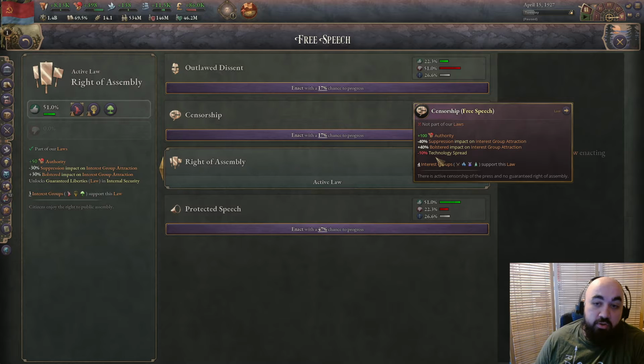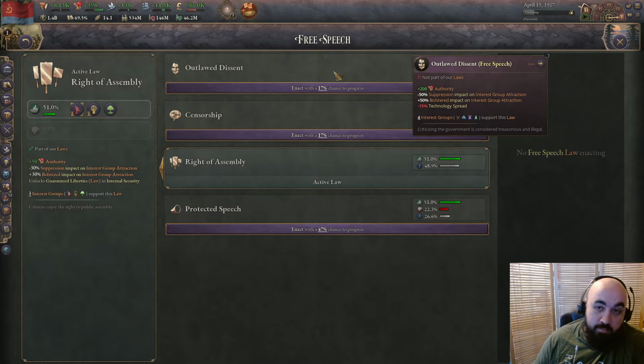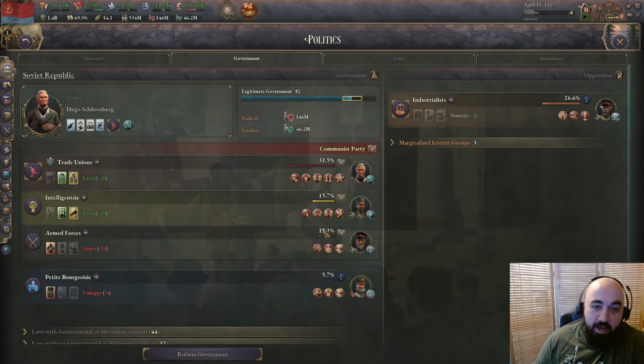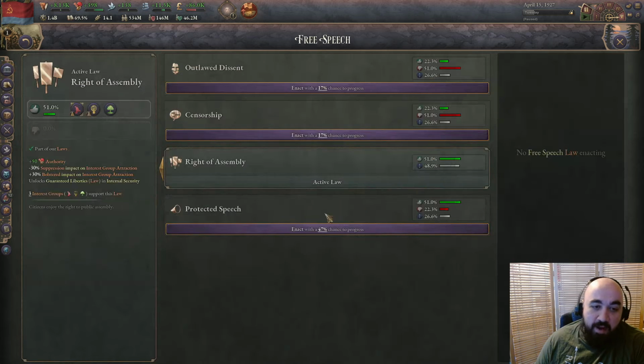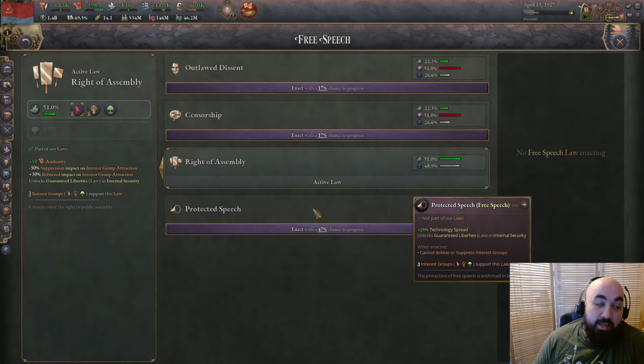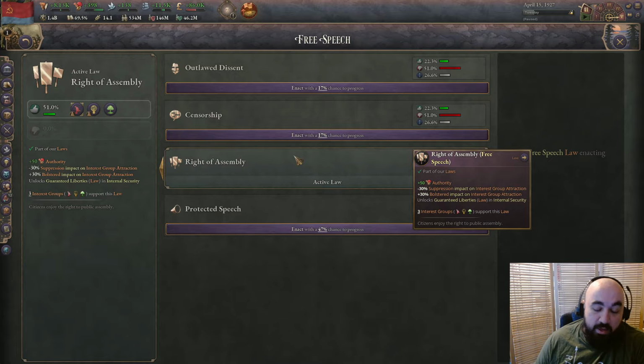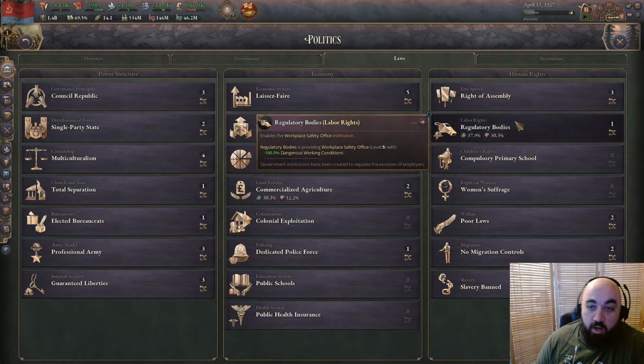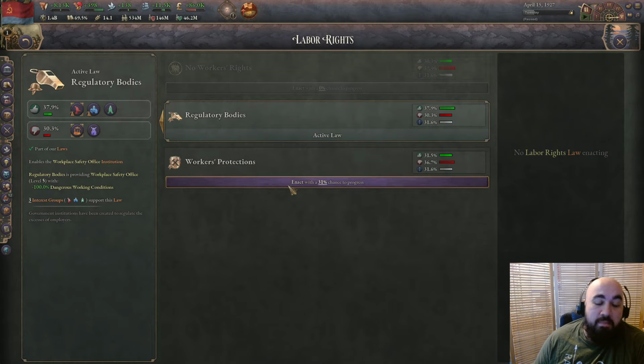If you're doing a lot of bolstering and suppressing, though, outlawed dissent becomes really strong. So if you're trying to juggle exact IG, keeping everyone at 20% in order to get double bonuses, this can be strong. And finally, if you go to protected speech, and this is the reason I don't like protected speech, you lose your ability to bolster and suppress, and I believe you also can't exile dissidents. And so these combined make protected speech not look particularly good, making rights of assembly, I think, the best law.